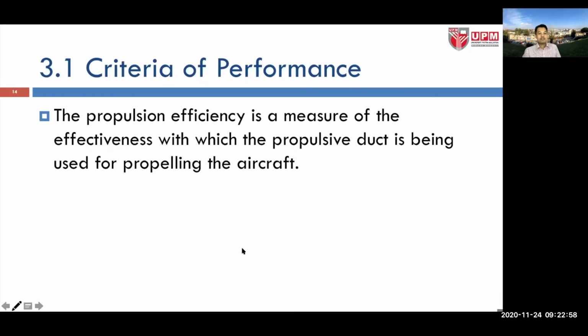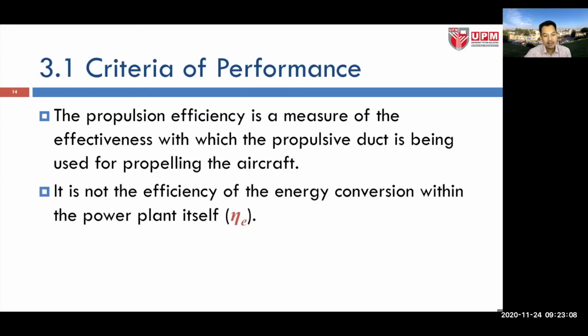So the propulsion efficiency is a measure of the effectiveness with which the propulsive duct is being used for propelling the aircraft. And it is not the efficiency of the energy conversion within the power plant itself, meaning that it is not the energy efficiency for the combustion process energy. Okay, we have the combustion to be converted into the kinetic energy at the turbine.